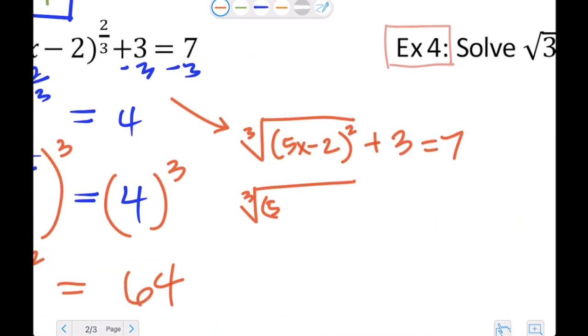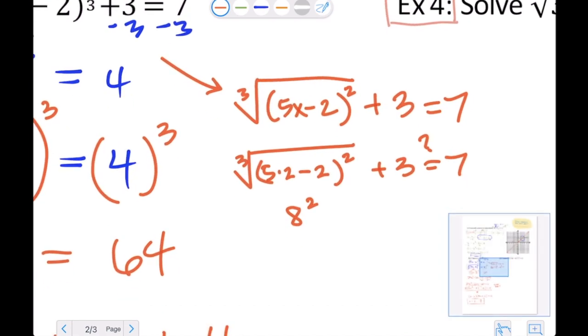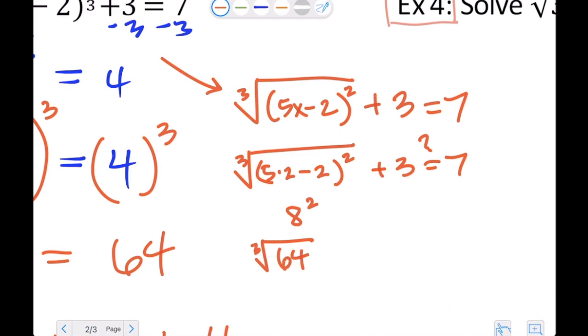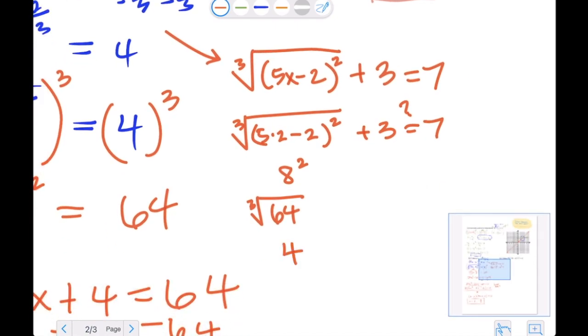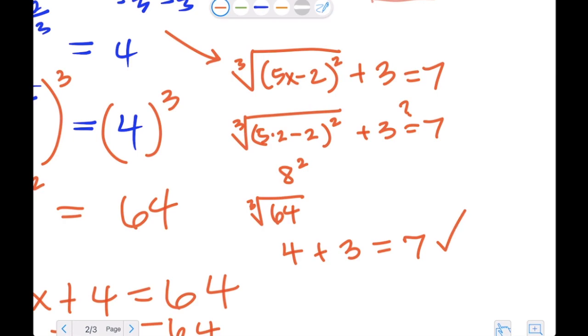So let's plug in a 2. We get 5 times 2 minus 2, and we're going to square that. And we're asking ourselves, does that equal 7? So 5 times 2 is 10, 10 minus 2 is 8, and 8 squared is 64. So if we find the cube root of 64, that number is 4, and 4 plus 3 is equal to 7. So that one works.